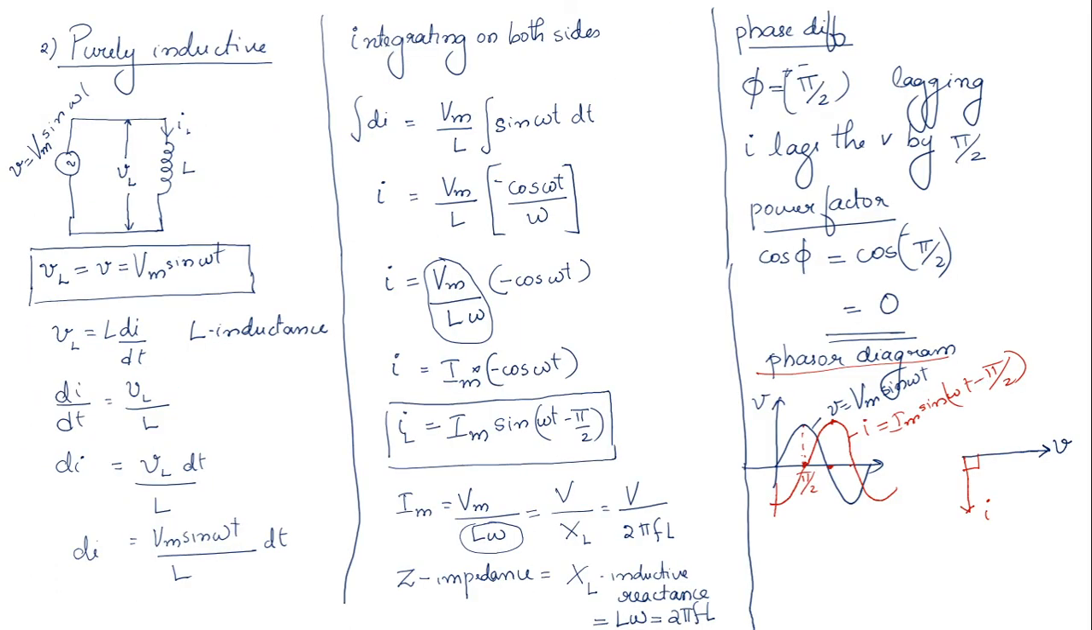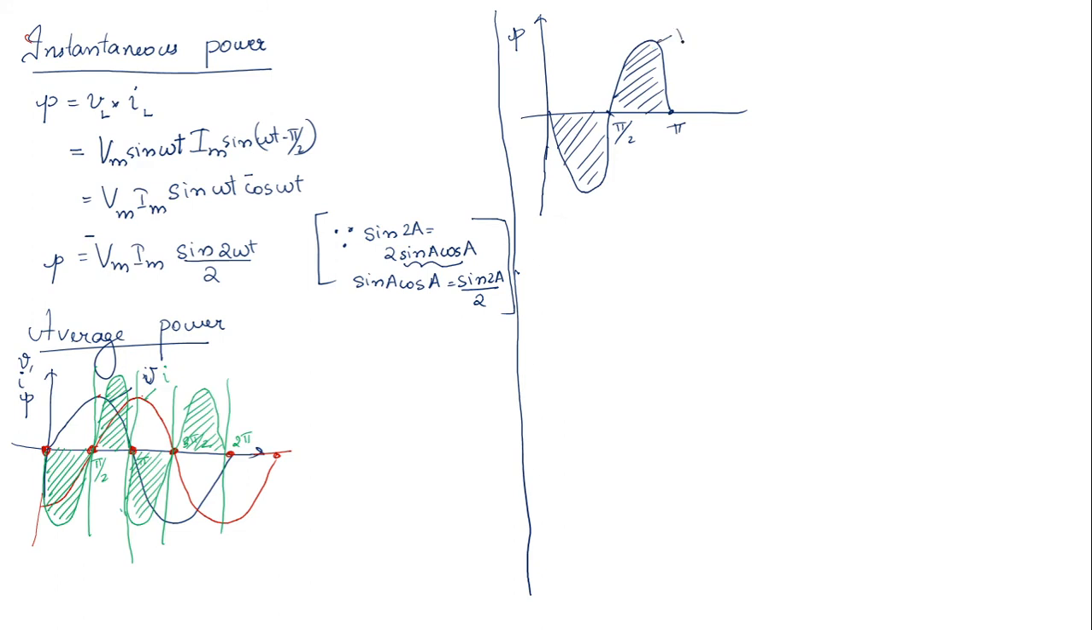And what is the power equation, instantaneous power equation? That is to be written on this side, that is small letter p, which is equal to, we have already found out the equation, that is minus Vm into Im into sine 2 omega t whole divided by 2, or Vm Im by 2 sine 2 omega t. Okay, sine 2 omega t, that's enough. So this is the curve equation.